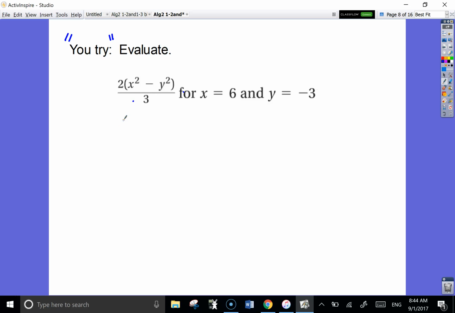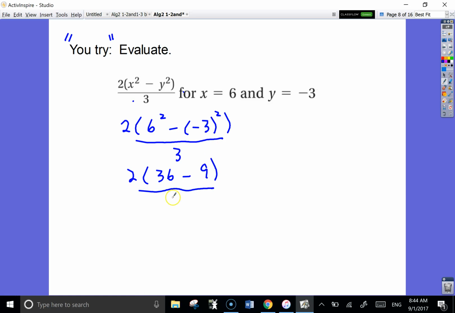So I'm going to start this problem. I need to put in x equals 6 and y is negative 3. Okay, so 2 times 36 minus, what is negative 3 squared? Positive 9. Okay, parentheses, 36 minus 9, 2 times 27 divided by 3.